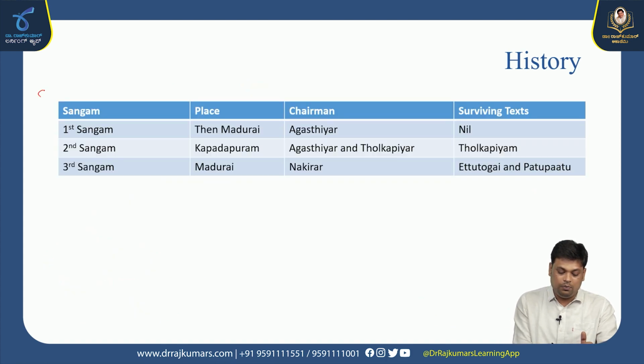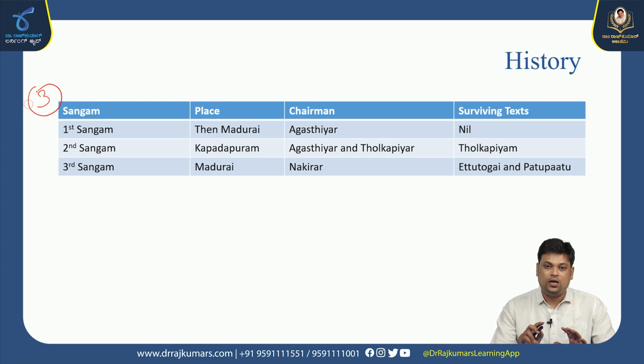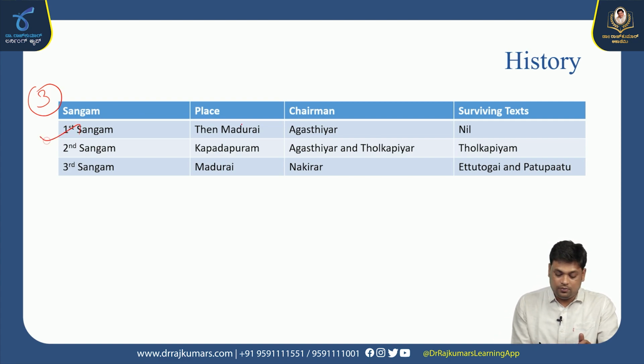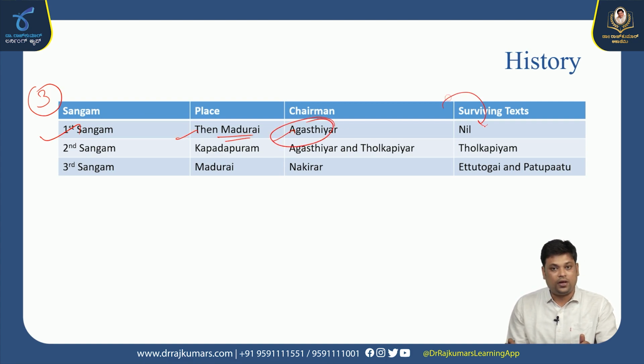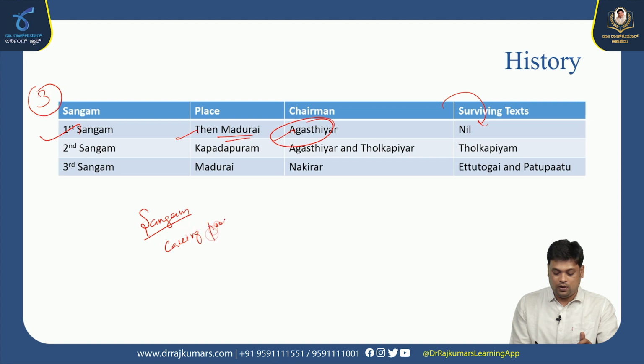Next, the three important Sangams. Just as we discussed the Buddhist council and the Jain council, likewise the Sangam, the Tamil council, happened three times. Where was the place, who was the chairman and what was the outcome? First Sangam, Madurai, Agasthyar was the chairman. There is no surviving text. The purpose of the Sangam is all about calling all the poets, and they want to pen down some work related to the literature of that particular language. Here it's Tamil.